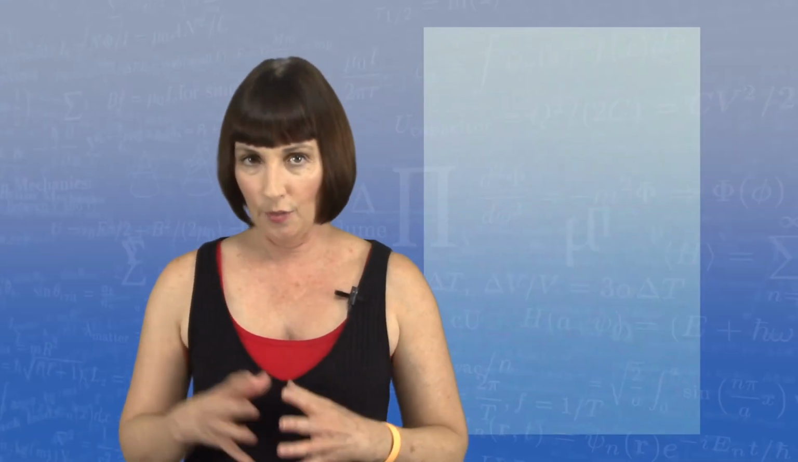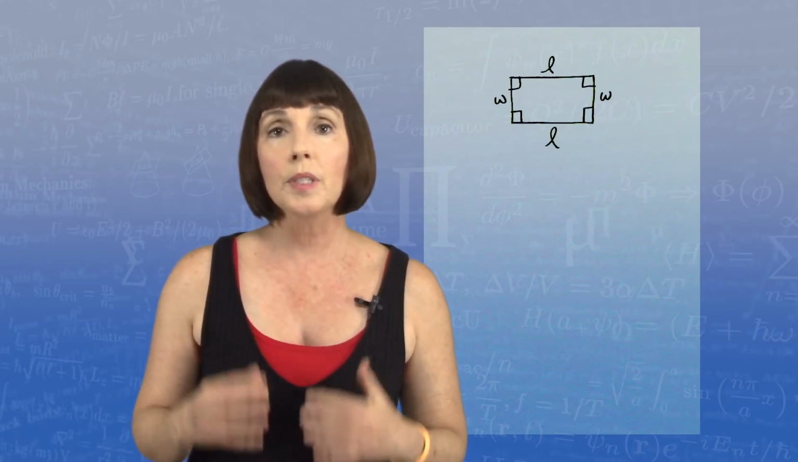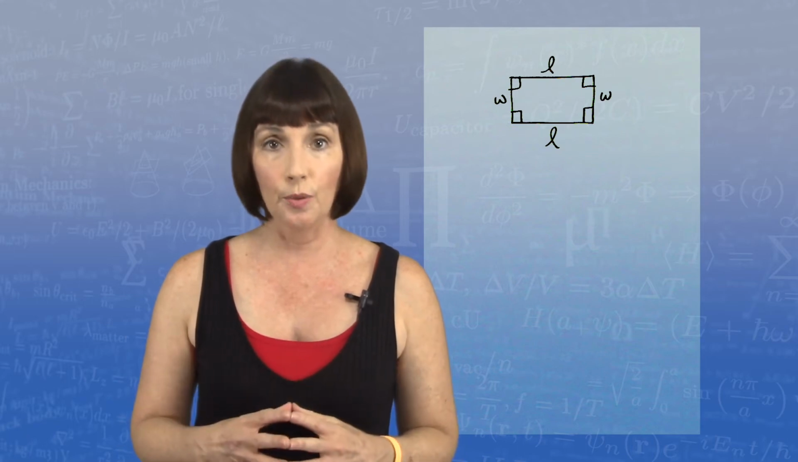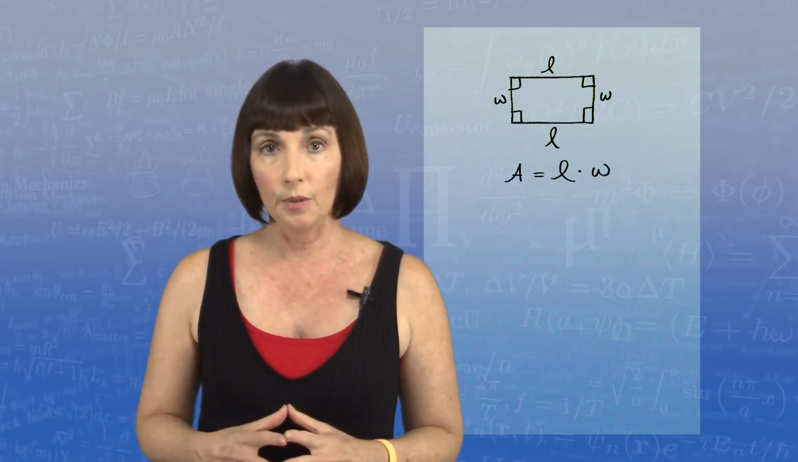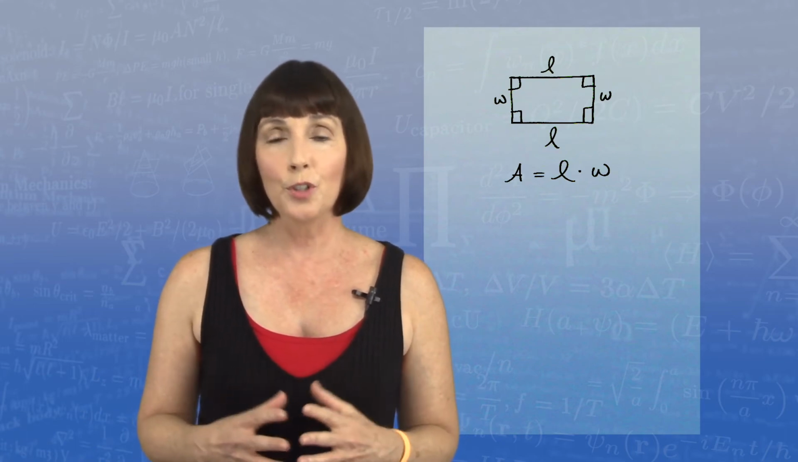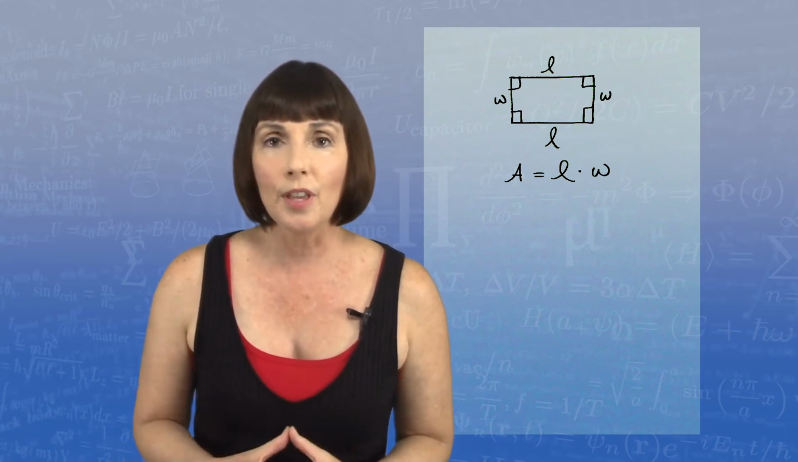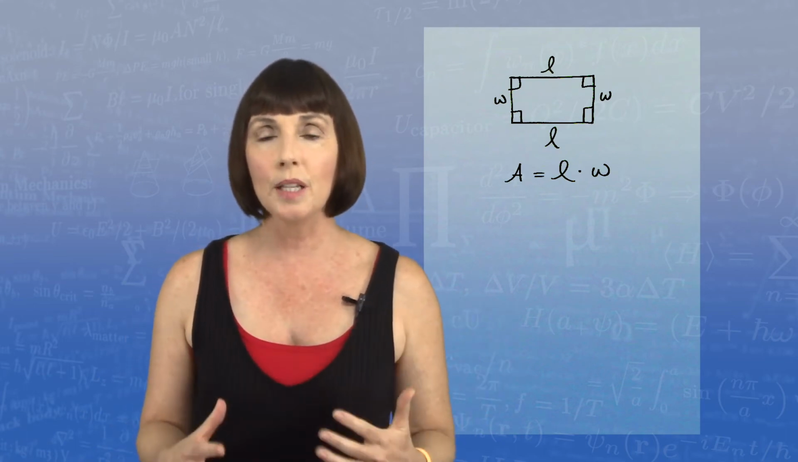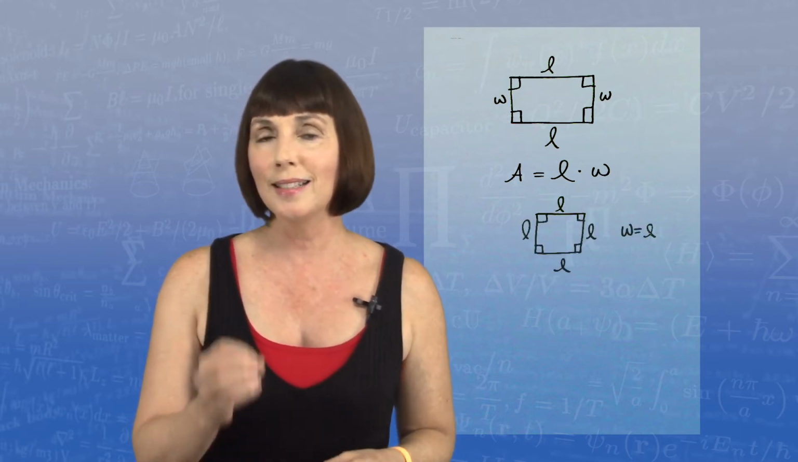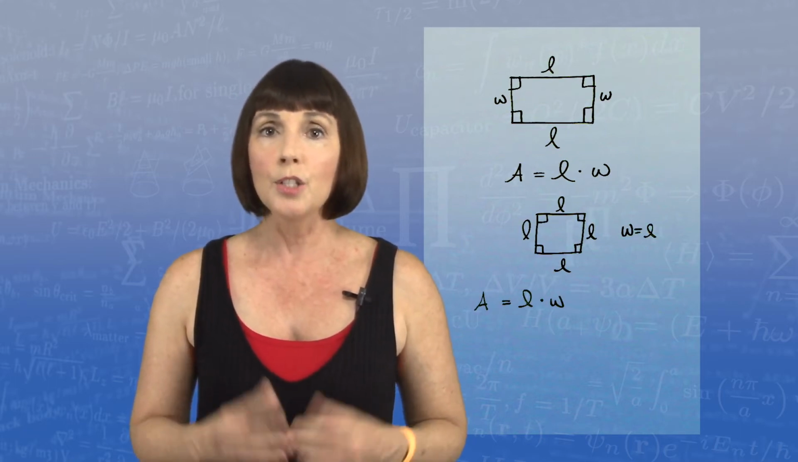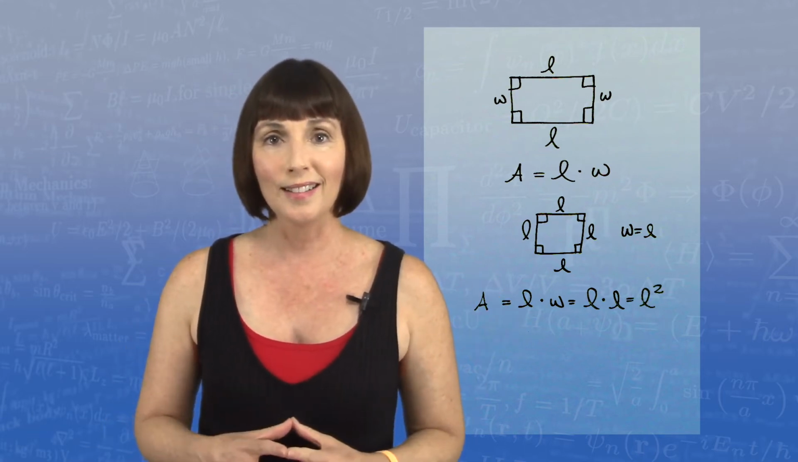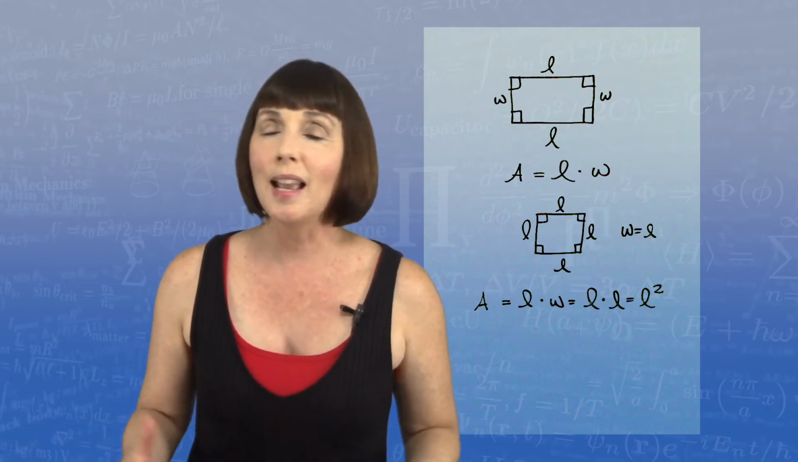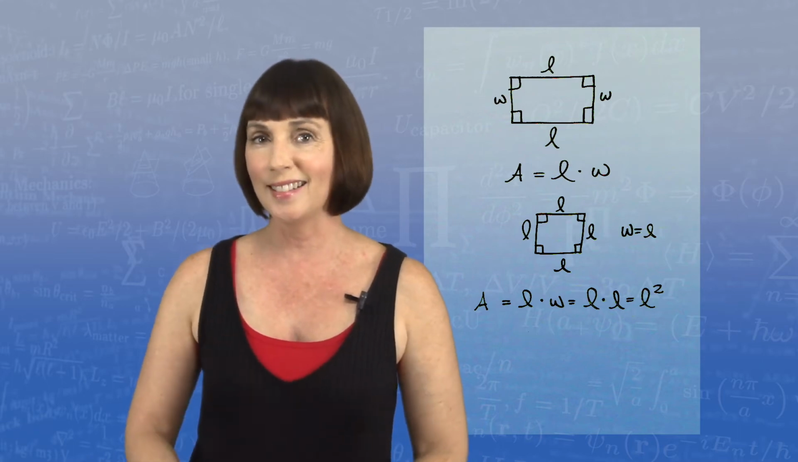The area of a rectangle is the length of one side times the length of a side adjacent to it. So the area is L times W. Now, the area for a square is the same thing. It's equal to L times W. But now we have the condition that W is equal to L. So I can write that as L times L, or L squared. Again, the formulas are the same because all squares are rectangles.